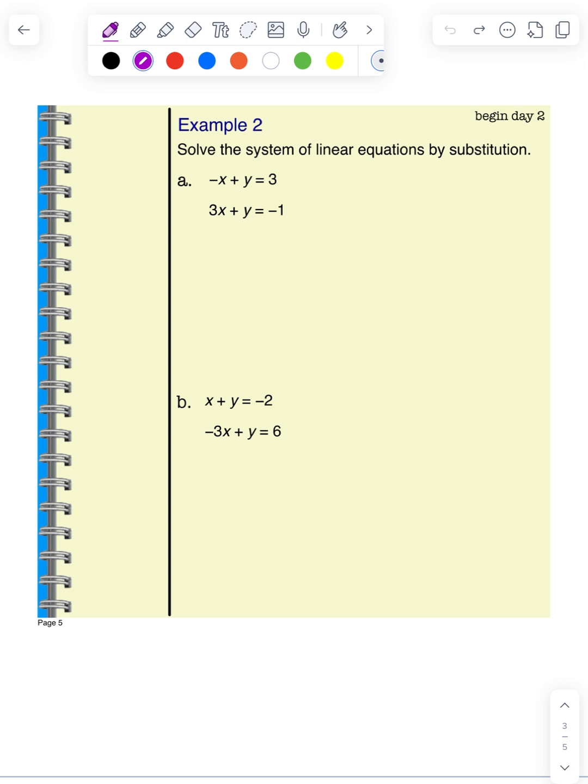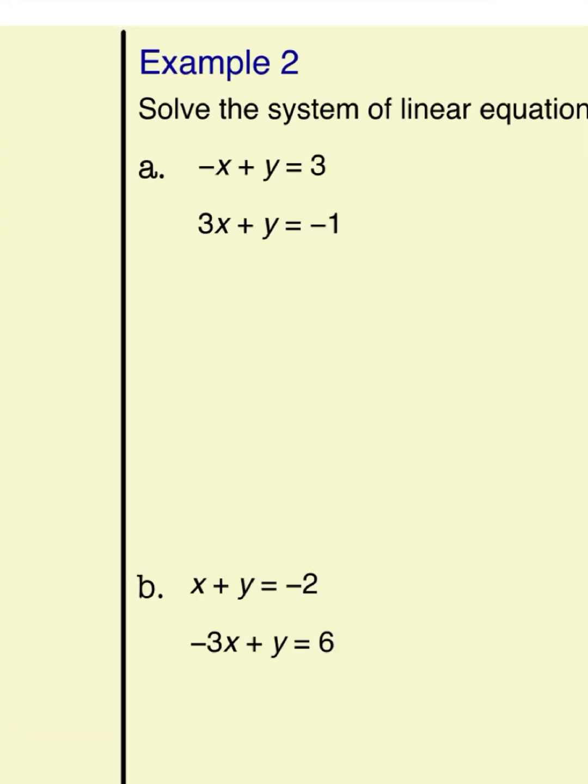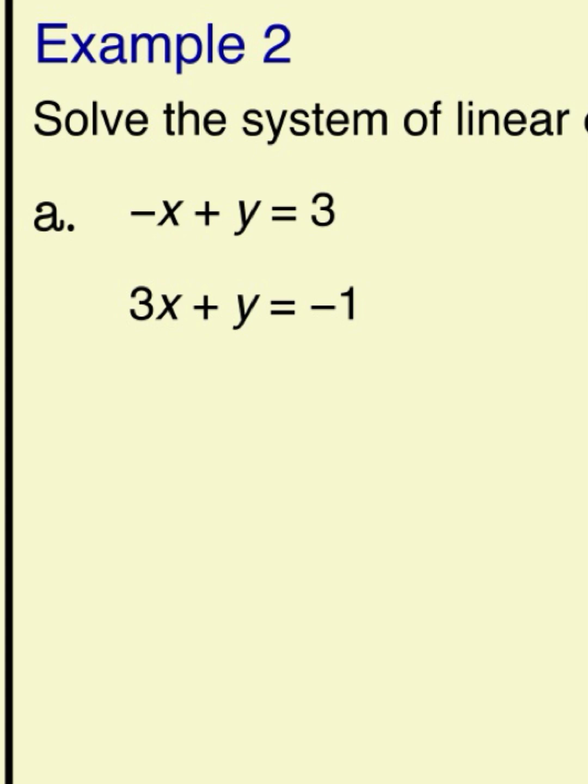All right, so what's different in example 2 is that we're going to have to rearrange an equation to get a variable by itself. So in example A, I have negative x plus y equals 3. And I have 3x plus y is negative 1.